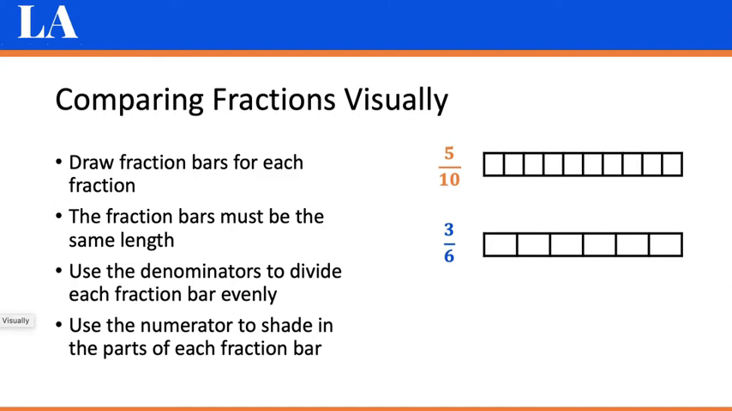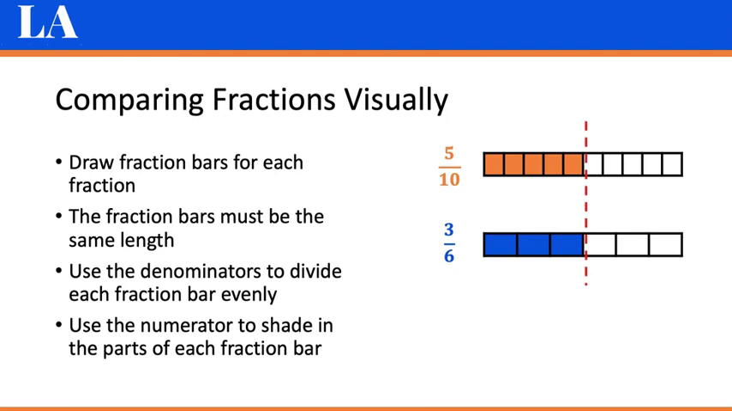Next, we're going to look at the numerator for each fraction. In the first fraction, the fraction on top, 5/10, we see that 5 is in the numerator. And then in the second fraction, we see 3 is in the numerator. So in the first fraction, we're going to have 5 shaded parts. And in the second fraction, we're going to have 3 shaded parts.